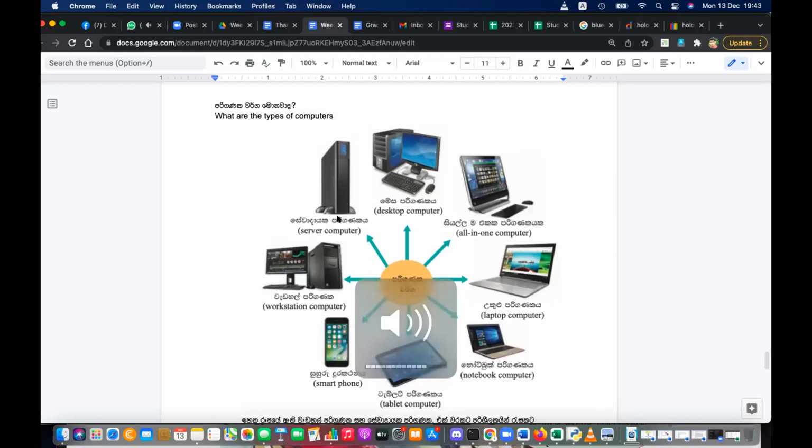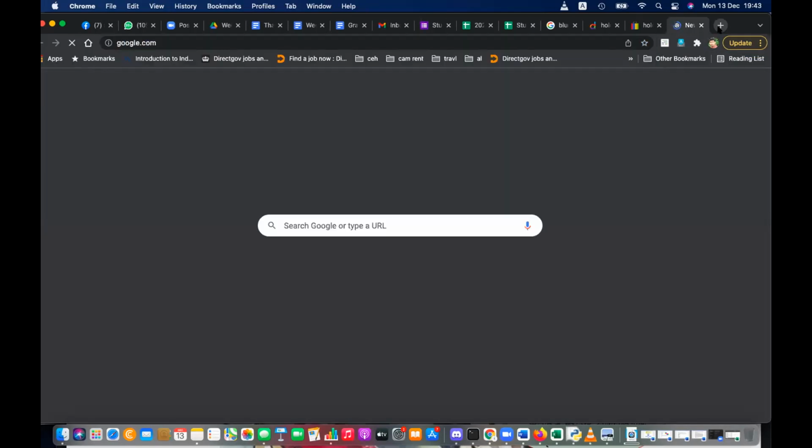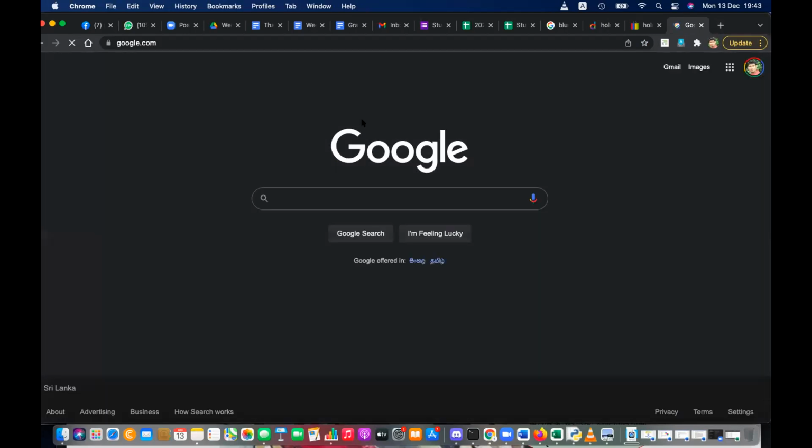So how many of you are visiting the Google website? You are using a server computer. When you type google.com here, actually you are accessing a server computer. But you don't know. You are accessing it using your computer, but behind the scenes there's a server computer providing you this interface and everything, even the search results.